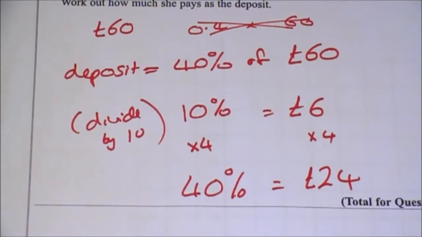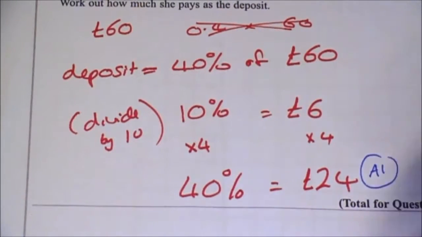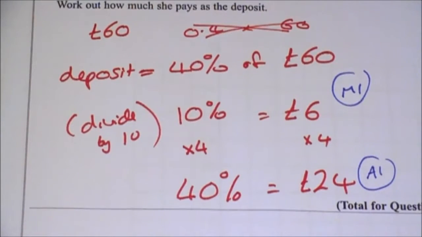With regards to the marks, this is only a 2-mark question. You get an answer mark for getting the correct answer, and you get a method mark for showing that you know how to find 10% and then scale up.